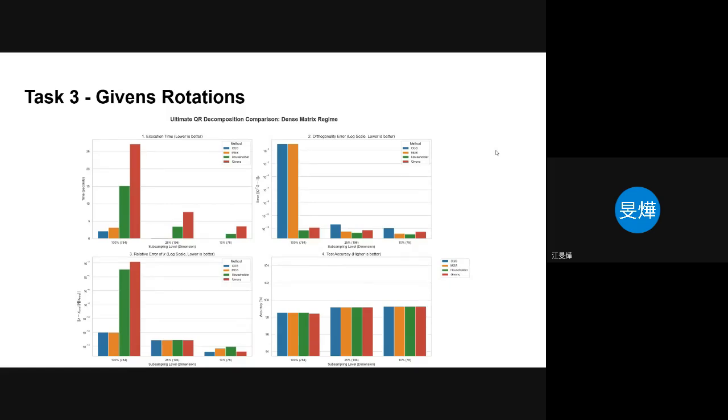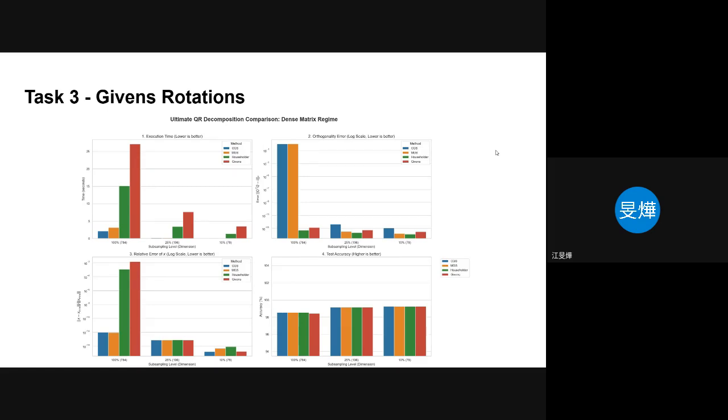On task three, we go on to Givens rotation, represented by the red bars. We can look at the top left chart. Givens took nearly 30 seconds to run because it operates by zeroing out elements one by one using 2D rotations. Since our image matrix is dense and packed with numbers, this element by element approach is extremely inefficient.